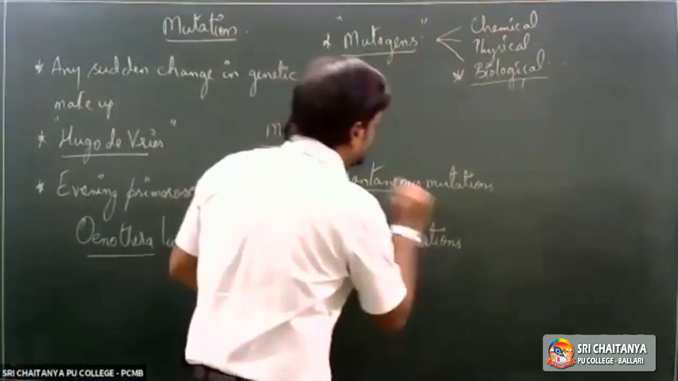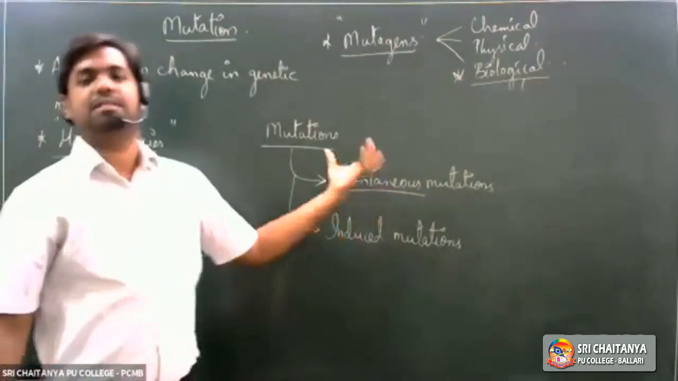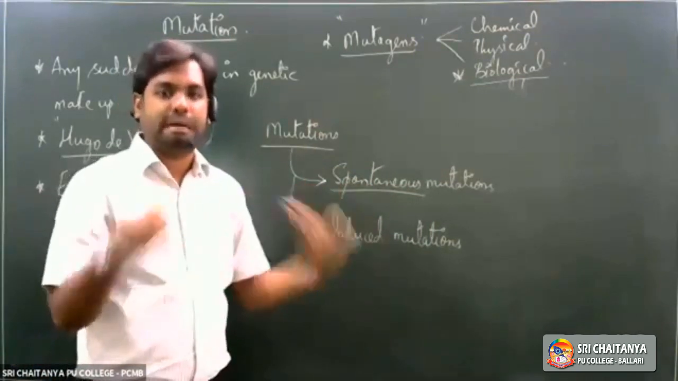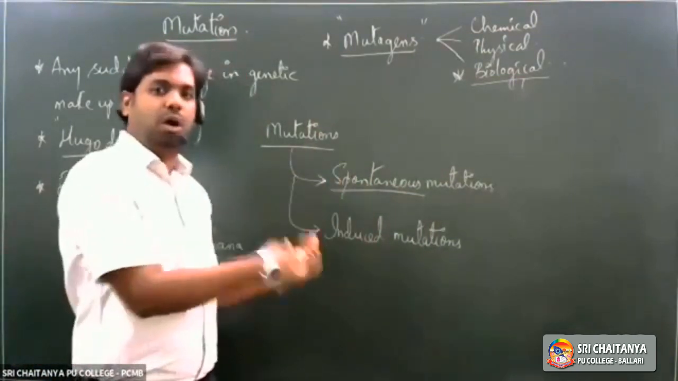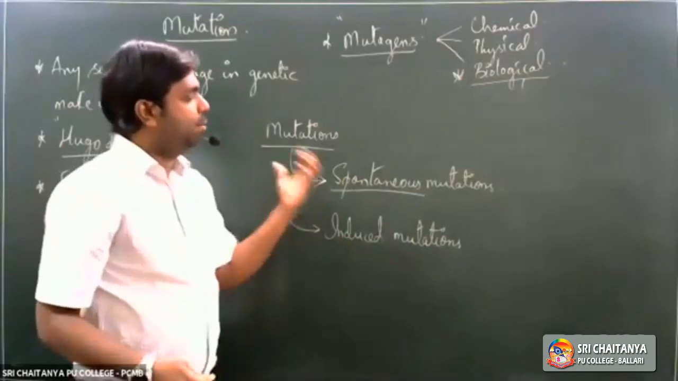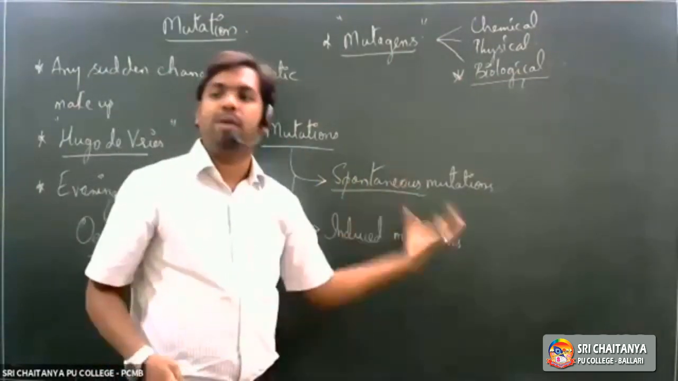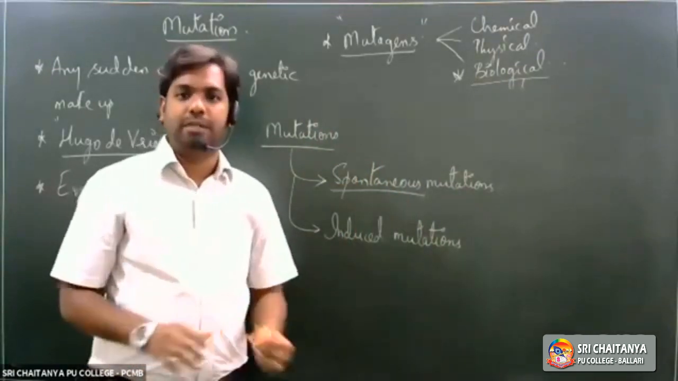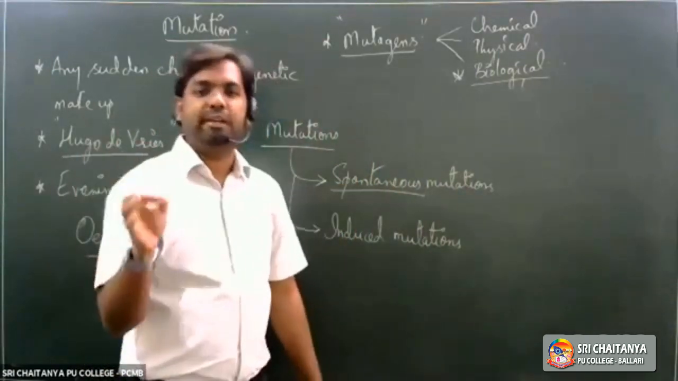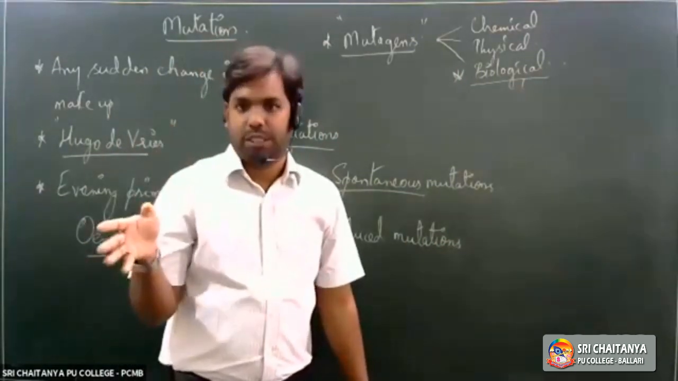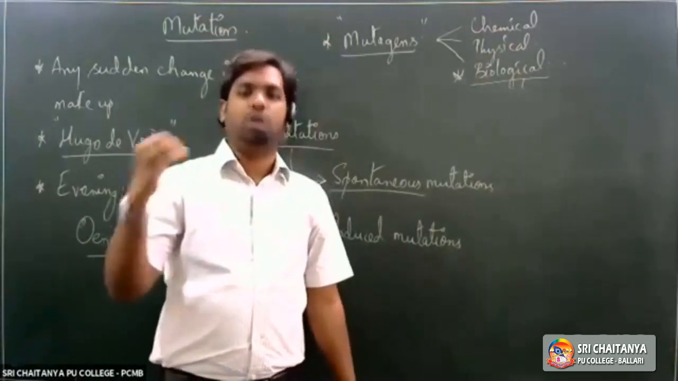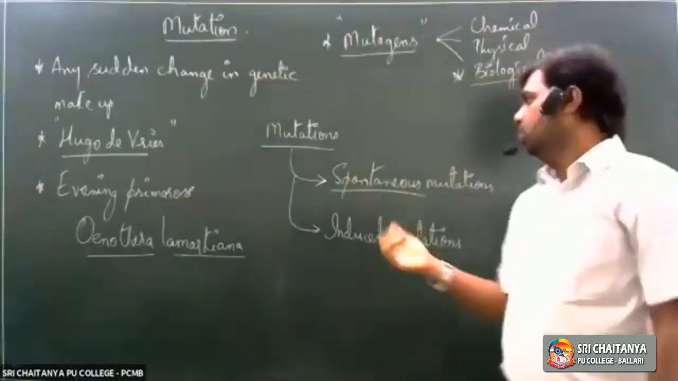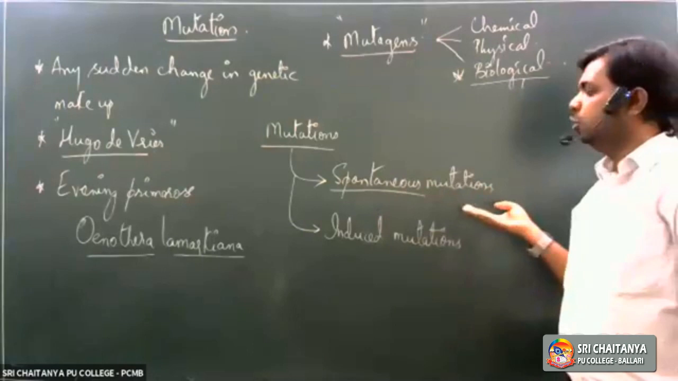From the name itself, we can make out spontaneous is nothing but sudden. So if there is some sort of mutation which is happening suddenly, by chance or in nature, such type of mutations we start calling spontaneous mutation. This type of spontaneous mutation occurs without the interference of human activities, or without the interference of humans.